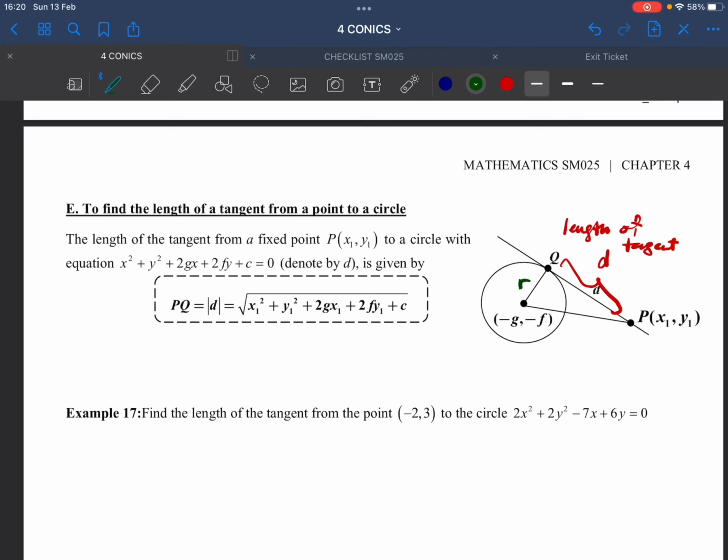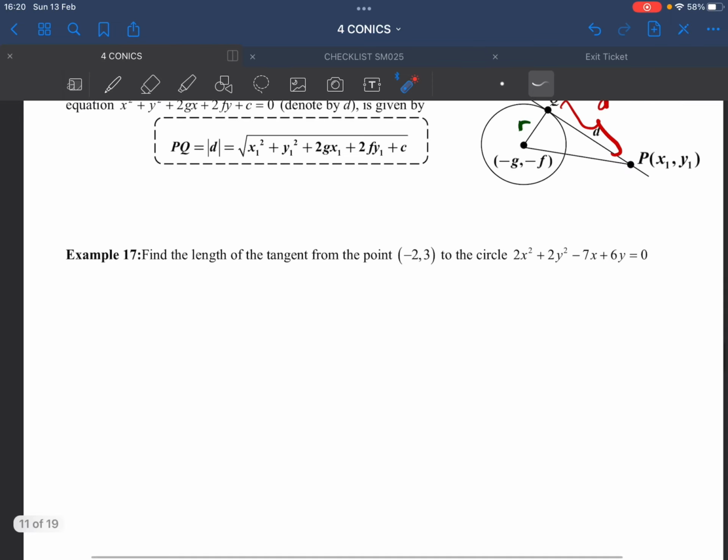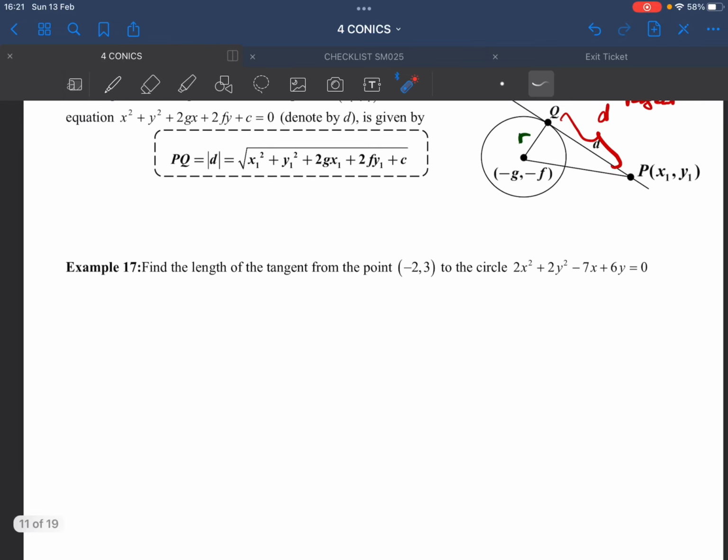Okay, so for this part, to find the length of tangent, there are 2 methods. The first method is by using this formula here. So you have to memorize the formula, but it is easy because this is just like your general formula, only has square root, and also your x1, y1 is this point here, and you have to find your g and f. I am going to show you both methods. It depends on you which one is easier. So let's see the first method first by using this formula.